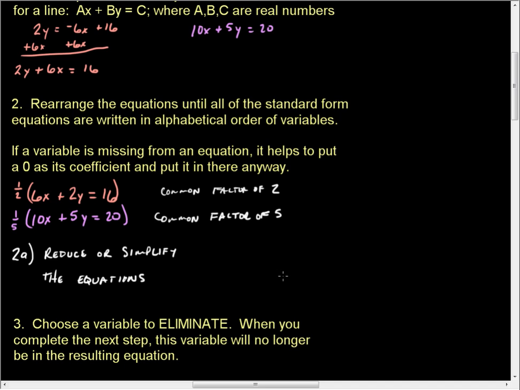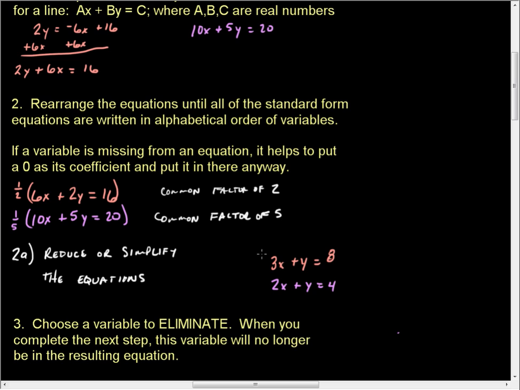This bottom one will then become 2x plus y is equal to 4. The top one will then become 3x plus y equals... That is not 20. My apologies. I sat there, looked at my notes, and then still got it wrong. How about that? That is a 4. And on the top we have 3x plus y is equal to 8. There, that's better. Even agrees with my notes.